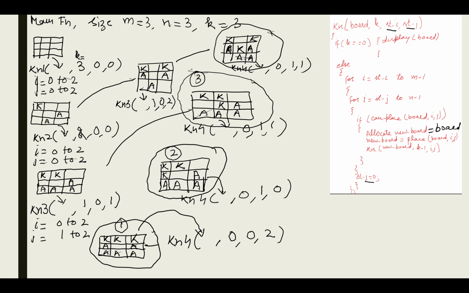And once Kn2 ends, then Kn1, whose duty was to place the first knight, comes in. First time it placed here, then next time it will place at the second position and accordingly call Kn2. That will be a separate branch, where Kn2 will place the second knight accordingly and then Kn3 will place and so on. So if we follow this procedure we will get all the configurations.